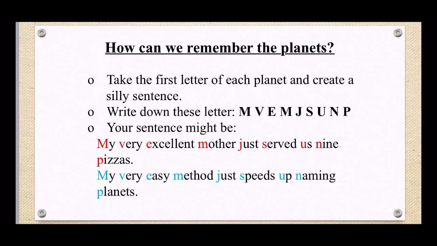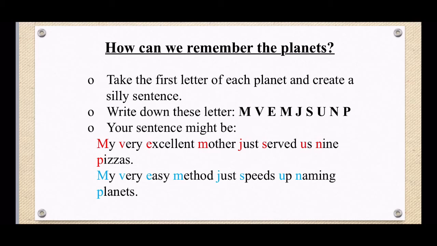So I took the first letters of all of these planets in the order that it goes, right? So I have M, V, E, M, J, S, U, N, P, right? So now you take these letters and you create some silly sentence to remember it. So my sentence is, my very excellent mother just served us 9 pizzas. So you can see each letter is highlighted, which is the first letter of each planet, right? That's one of my silly sentences I made.